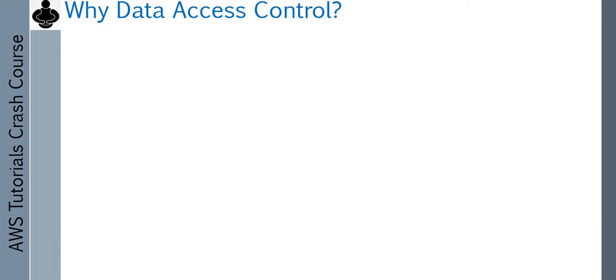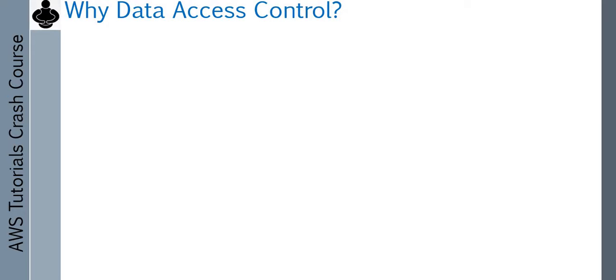Now, why am I talking about data access control now? There are many other topics like crawlers, jobs, and workflows that are yet to be discussed, but why am I talking about data access control before those topics? The reason is that when I use the crawler or the Glue job or workflow, they will need certain permissions on the data. And unless those crawlers or jobs have those permissions, they cannot do their thing. They cannot perform the task assigned to them.